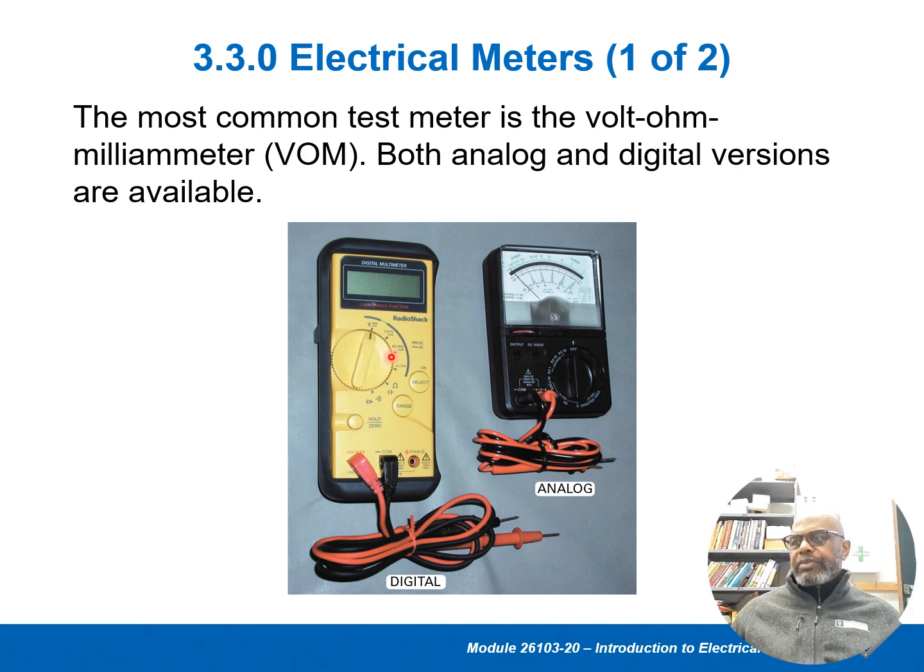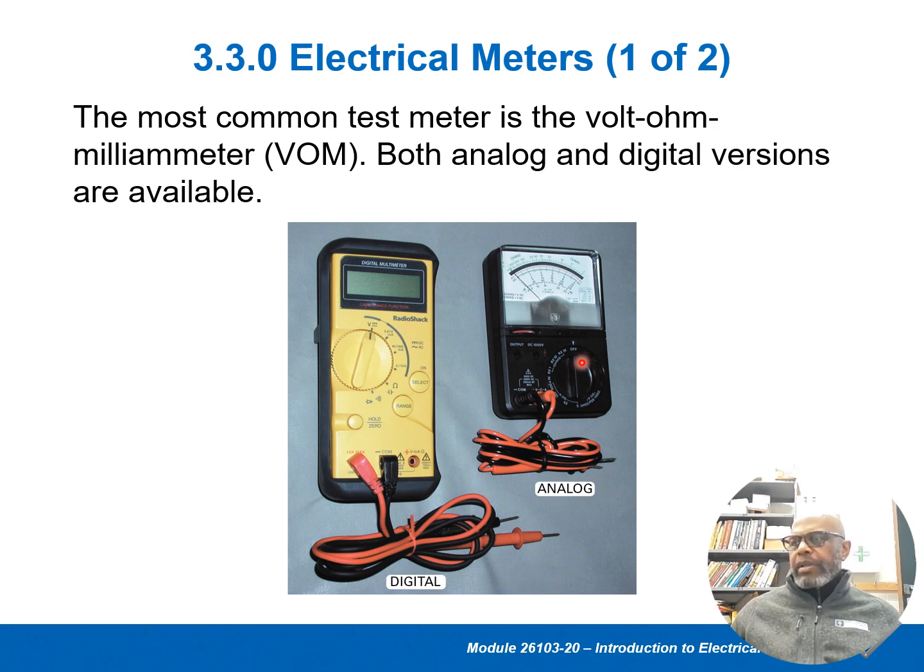These are two different types. The one on the left is a digital meter. It's probably the most common meter you find today because they are accurate. They're very durable. Since there are really no true moving parts on the inside of it, there's nothing to wear out.